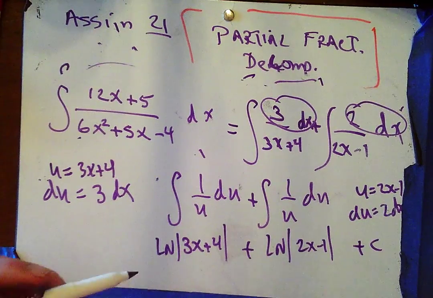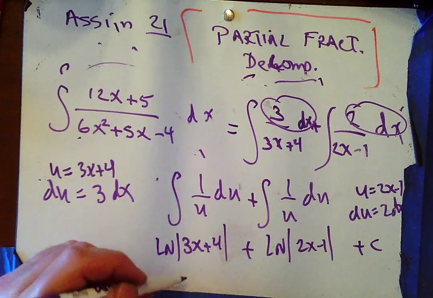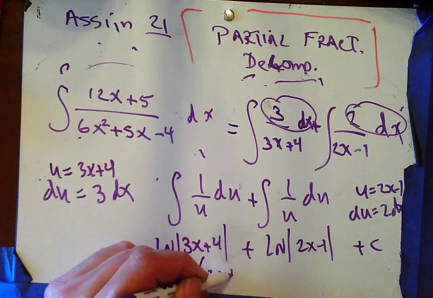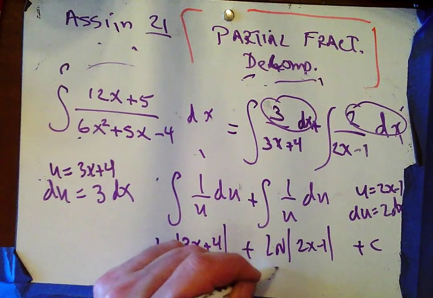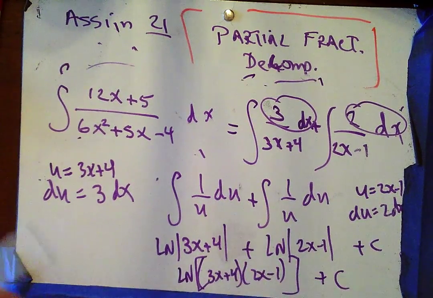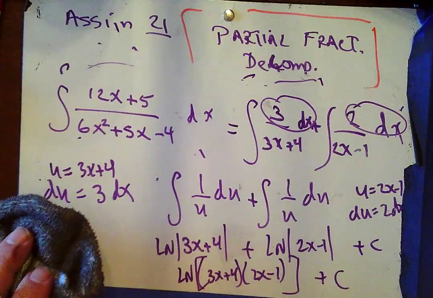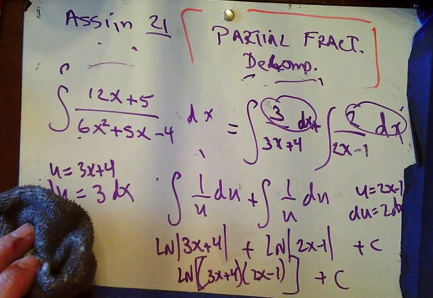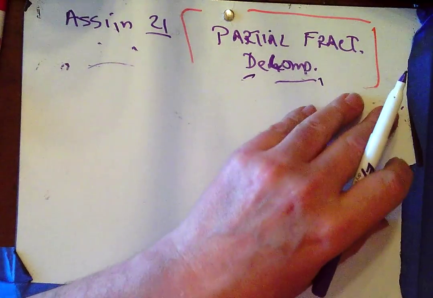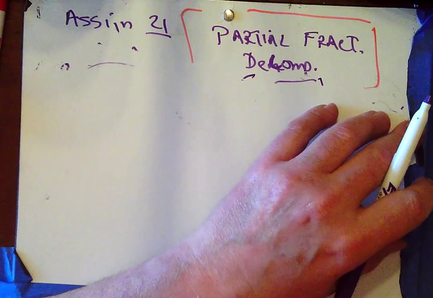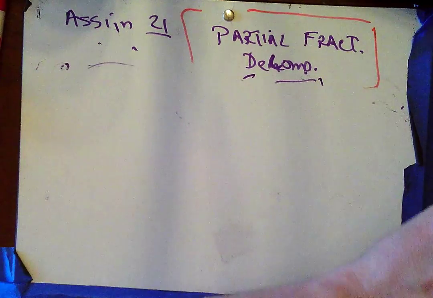Hey, two logs joined with addition, that's multiplication. So I have the ln of 3x plus 4 times 2x minus 1. All of that is inside the ln, and don't forget the plus C. All right. Okay, and by the way, if you FOIL, that's what we got last time. So I do sometimes have some options on what to do and how to do it. Okay, let's just look at a couple more of these.